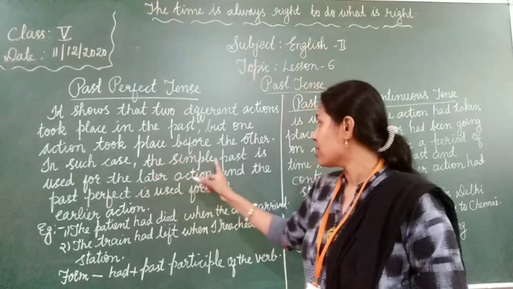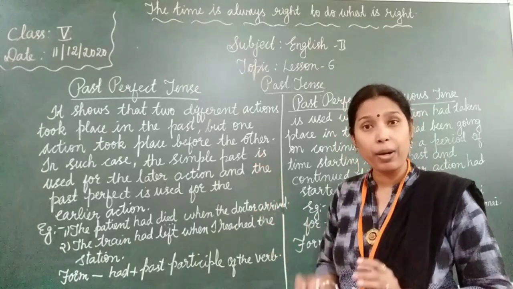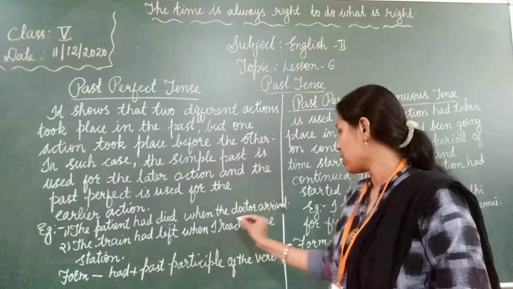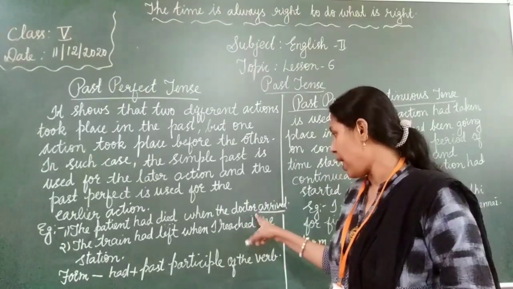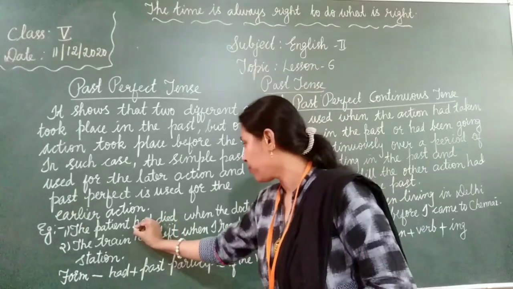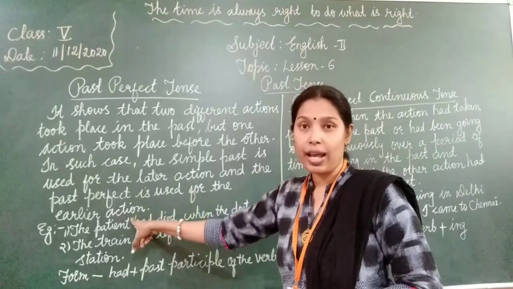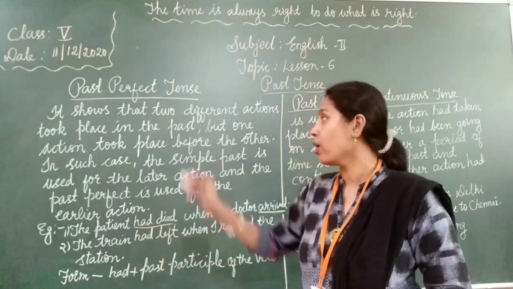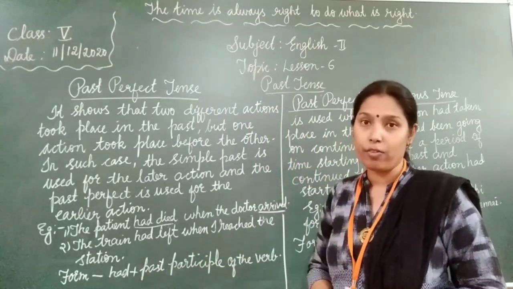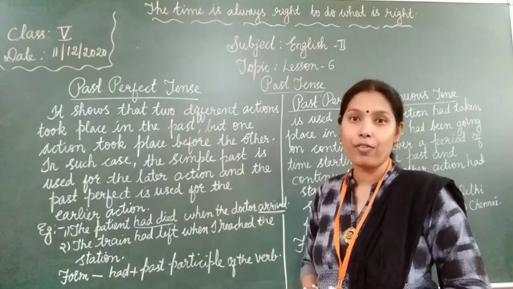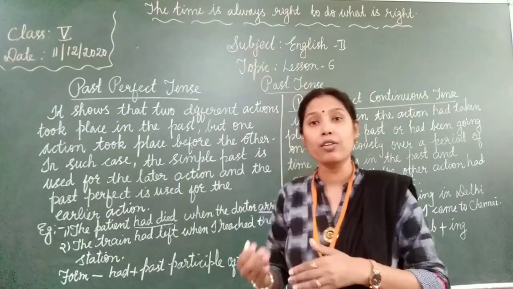In such case, the simple past is used for the latter action. Then we have to use only simple past tense for the latter action, the second action, and we have to use past perfect tense for the earlier action, for the first action. The form for past perfect tense is had plus past participle of the verb. So what is the form for past perfect tense? Had plus past participle. Past participle is the third form of the verb.